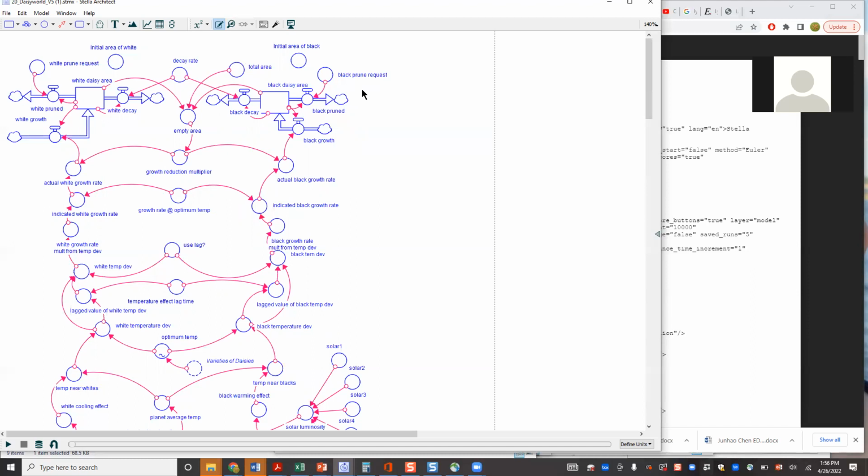So you see these weird things in here like white pruned and black pruned. And that's because this model was created so that you can allow the model to run on its own under various scenarios, but it also has introduced, we use the word gamification, into the model, where the person playing with this model can interact with the model.